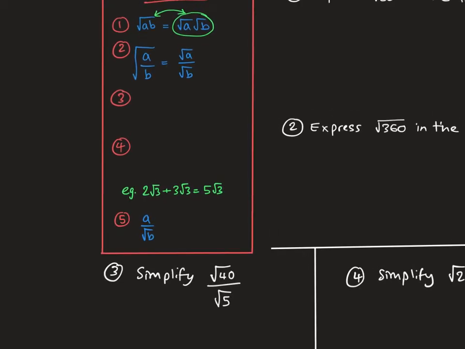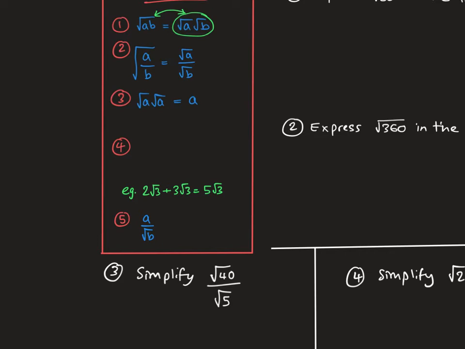Now, rule 3 is that if you have a square root times by itself, the square root actually disappears. So, for example, if I have the square root of 3 times the square root of 3, the answer will just be 3. That's because when you times the square root by itself, it's essentially just squaring that square root. And the opposite of square rooting is squaring. The opposite of squaring is square rooting.